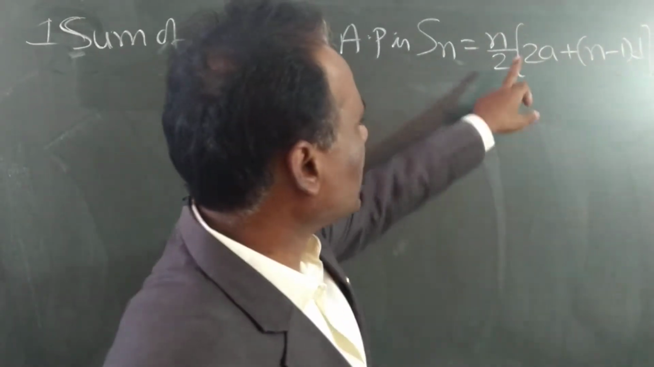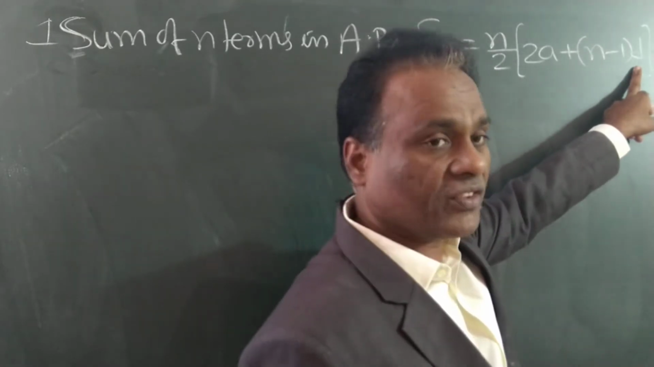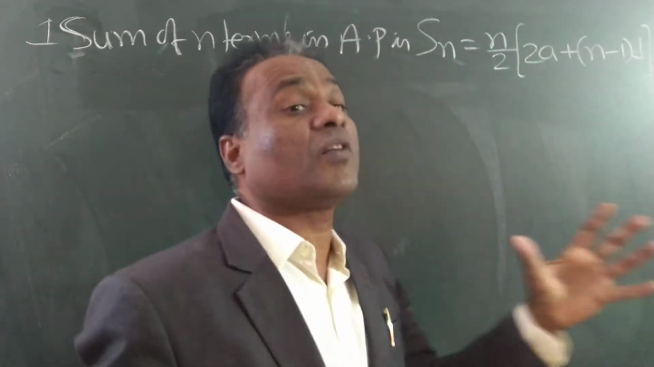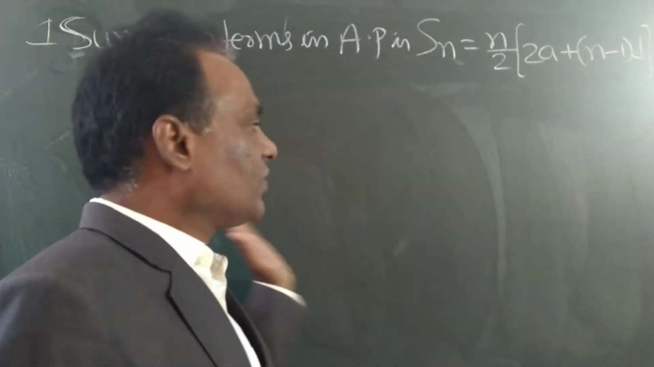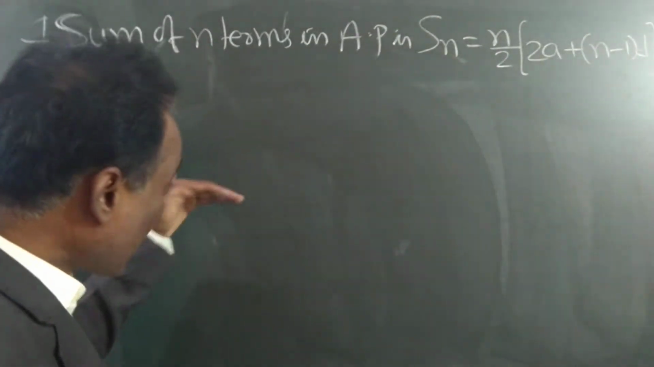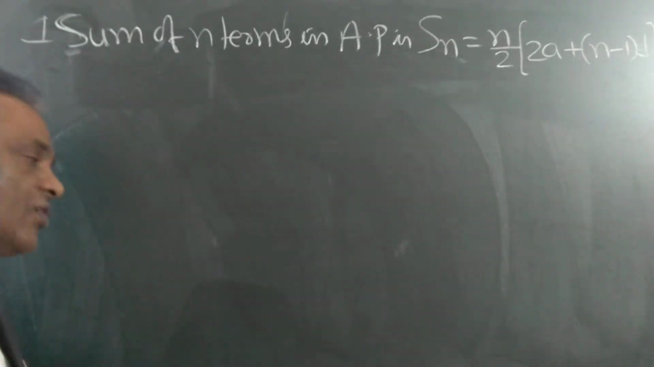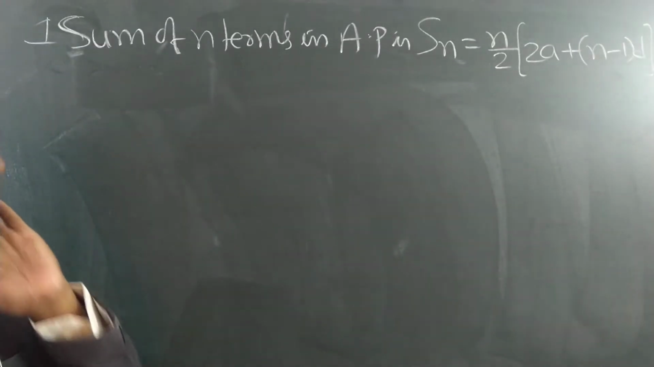In this, you know what A is. A is the first term. D is the common difference, already you know. N is the number of terms in that series. So in the previous example there were 10 terms. So we can find the sum of 10 terms without actually adding, directly using the formula. We can find the sum of 10 terms like that.